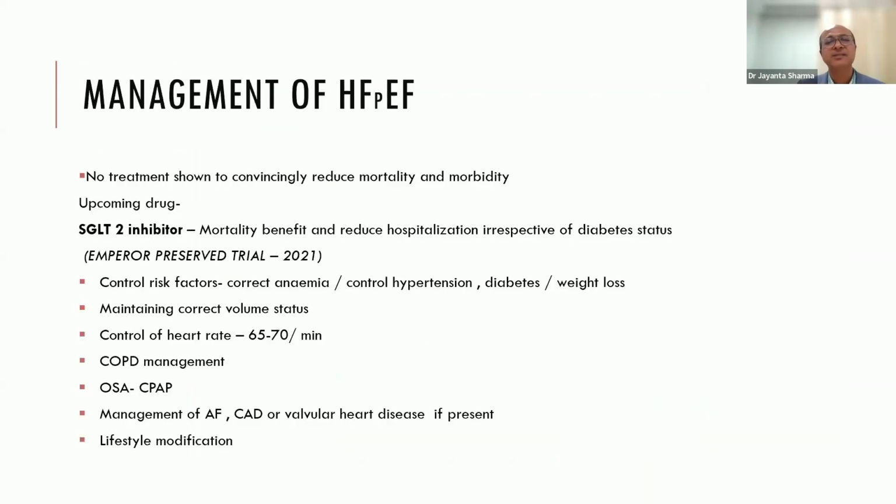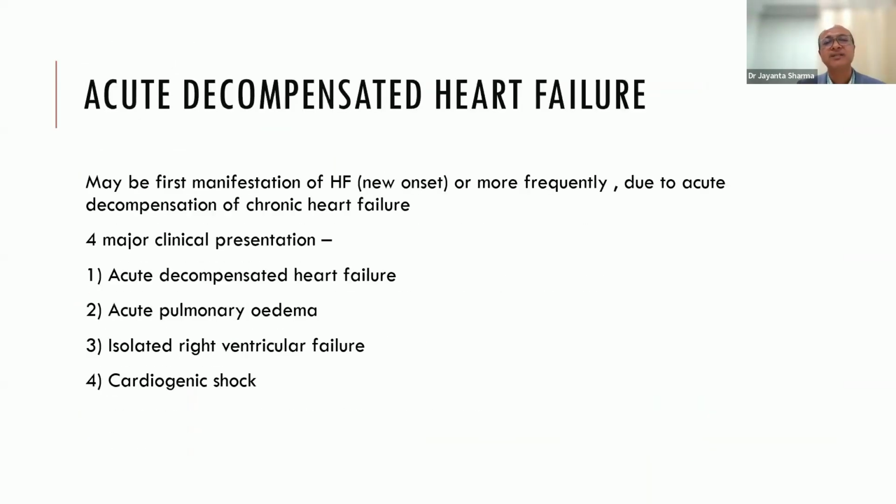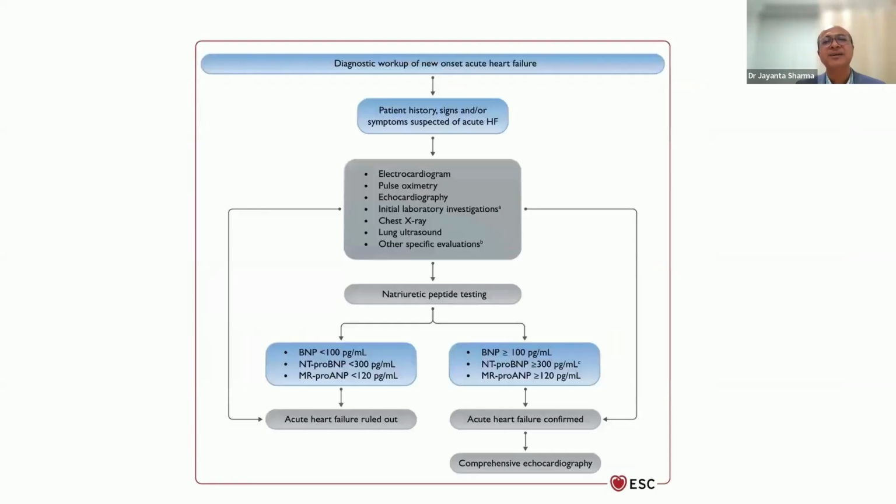So these are the things I have already discussed. The decompensated heart failure I have already discussed. Diagnostic workup: what diagnostic workup can we do at the bedside? The most important is the ECG. Second is echocardiography, and chest X-ray. Nowadays we can go for lung ultrasound, and blood parameters, that is BNP and NT-proBNP. These are the biomarkers we can send to rule out heart failure.